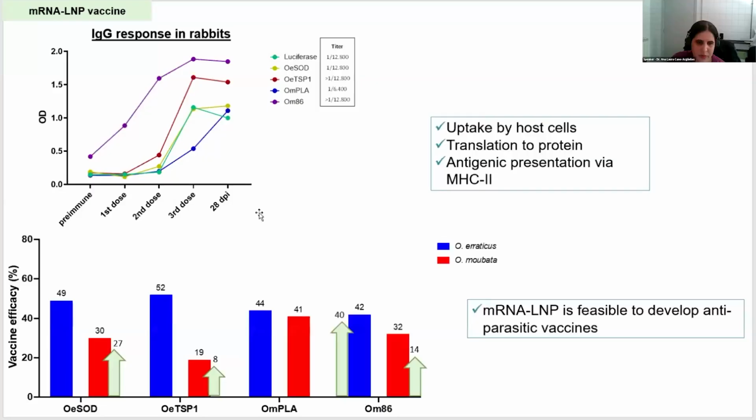Regarding the vaccine efficacy, we can see here these are the results, and the green arrows show us how the vaccine efficacy increased when we compare the antigens produced with this platform with the antigens produced as recombinant protein. For example, in the case of OM86, the vaccine efficacy increased nearly to 40%. So this shows that the mRNA LNP is feasible to develop an antiparasitic vaccine.